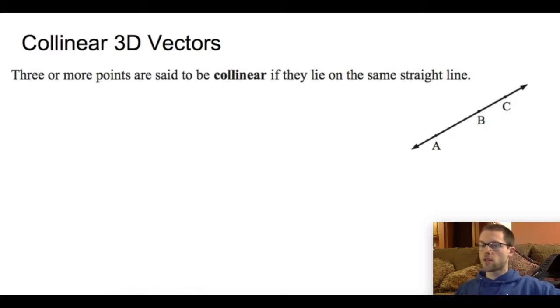All right, so now let's add something new. This is where things get a little bit weirder. When we talk about collinear 3D vectors, we can talk about collinear 2D vectors, but it's just a little bit more complex now that we have that third dimension.